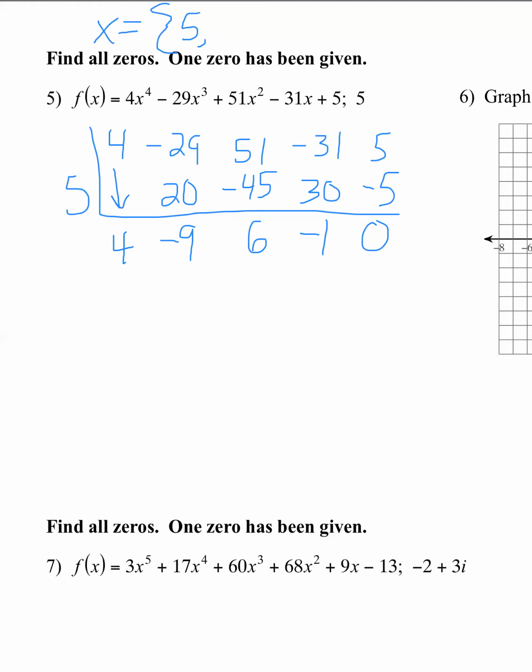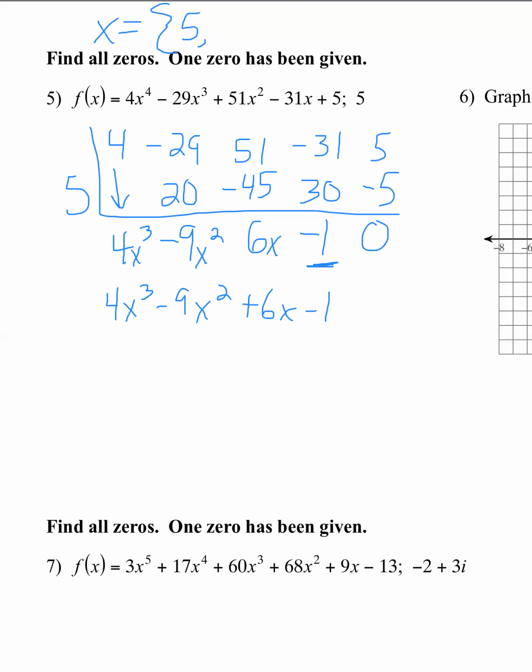Okay, so now what's left here are the coefficients of my new factor. So this, hold on, this is my constant. This would be x to the first, x squared, and x to the third. Okay, so now I'm here. So I'm going to rewrite this a little bit cleaner. 4x cubed minus 9x squared plus 6x minus 1.